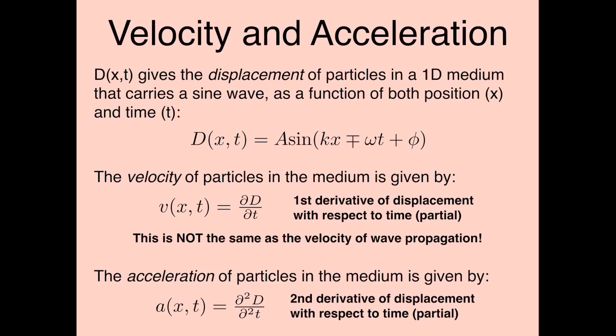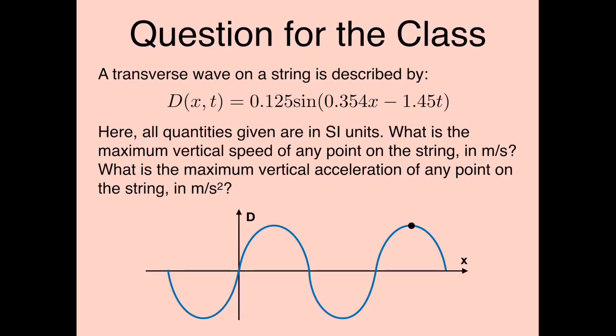In other words, acceleration as a function of x and t would be the second derivative with respect to time of that displacement. Okay, and again, this is another partial derivative. So let's get a little bit of practice using these ideas. Let's say we have a transverse wave on a string, which is described by this function. D of x and t is equal to 0.125 times sine of 0.354 times x minus 1.45 times t. I'm leaving the units off of this, but everything is in SI units.